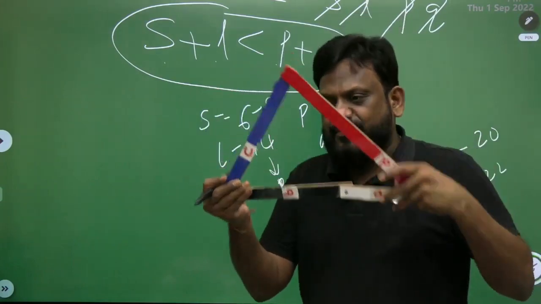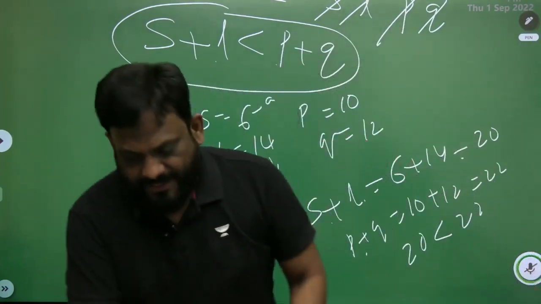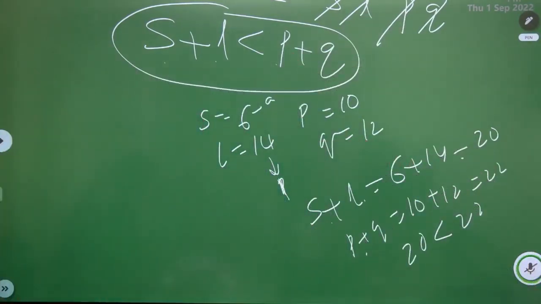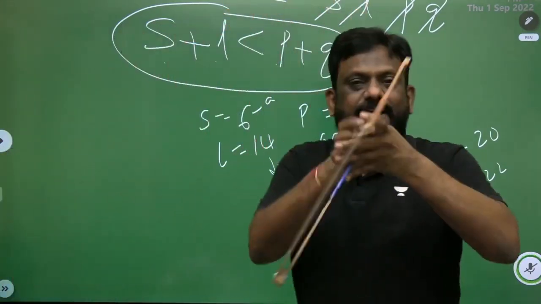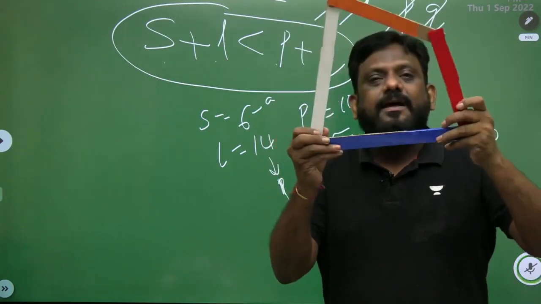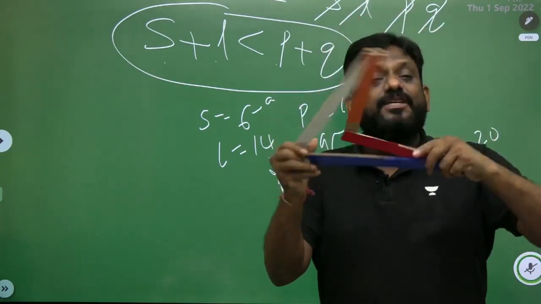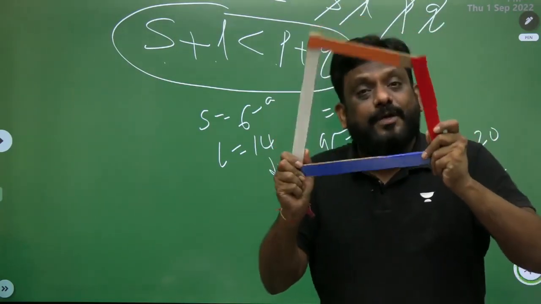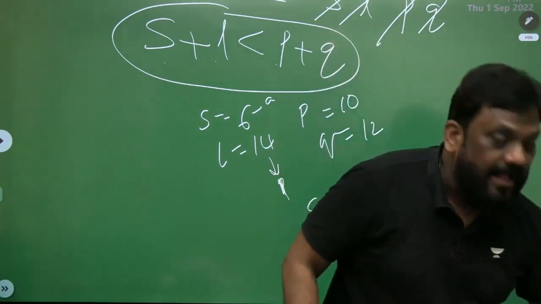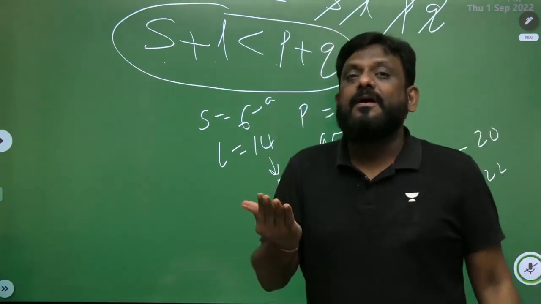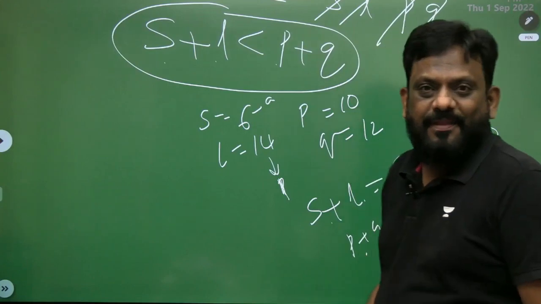If this condition is not satisfied, I'll give you one thing. My dear students, I have one more 4-bar chain. Here, the shortest plus longest, S plus L, is not less than P plus Q. Therefore, what happens here? Complete rotation will not be obtained. That is known as a non-Grashoff linkage.